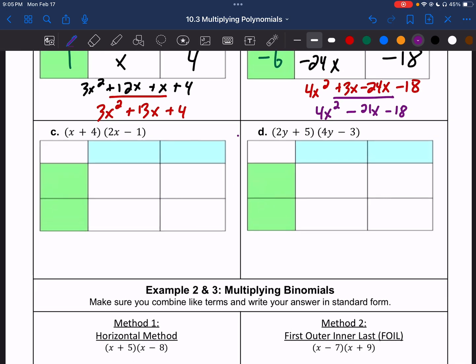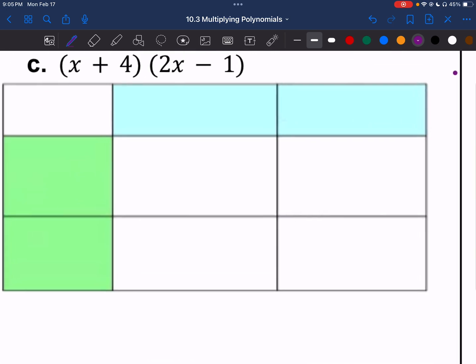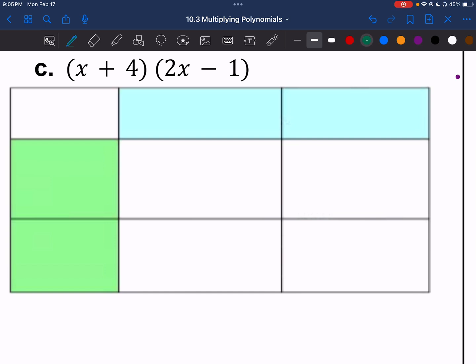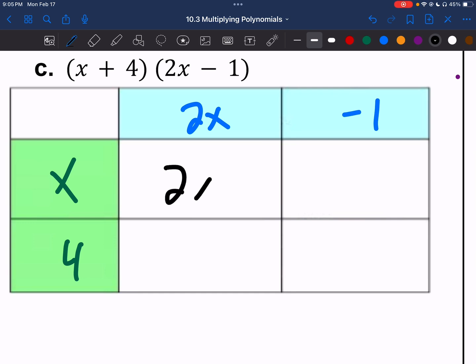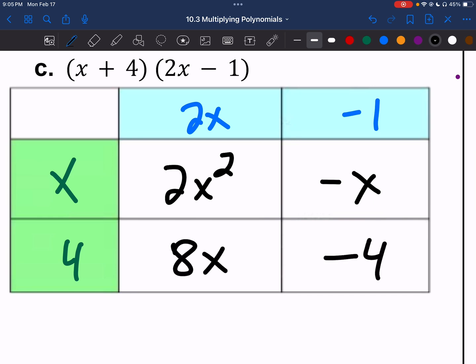It doesn't call them that, but you can do the next two problems as you tries. Do these as you tries. We have an x, we have a 4, we have a 2x, we have a negative 1. So when we go ahead and multiply, we're going to get 2x squared. We have a minus x, we have an 8x, and we have a minus 4. So 2x squared minus x plus 8x minus 4.